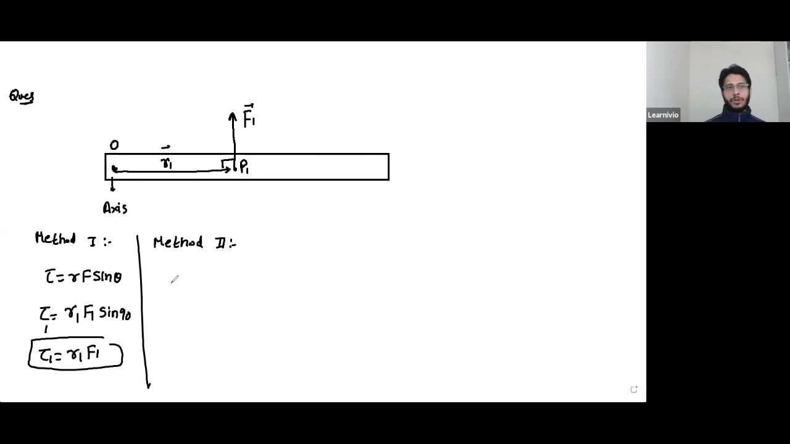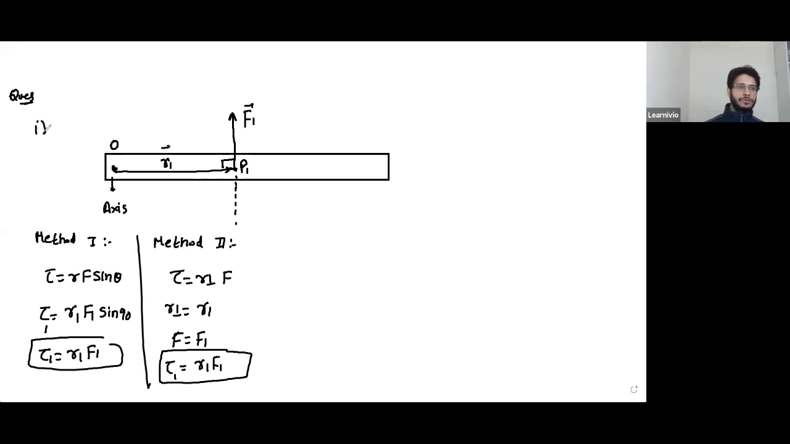The next is method 2. You can even calculate this torque using R perpendicular F. How much is R perpendicular? See, this is the line of action of force. This is the axis of rotation. I drop a perpendicular from the axis of rotation to the line of action of force, and that perpendicular is equal to R1. If I substitute all values, F is F1, then your tau is R1 F1. So you can use both methods, you will get the same answer. That's part 1 of the question.